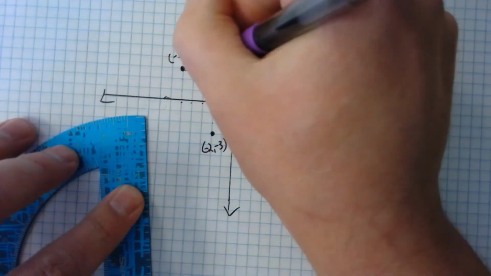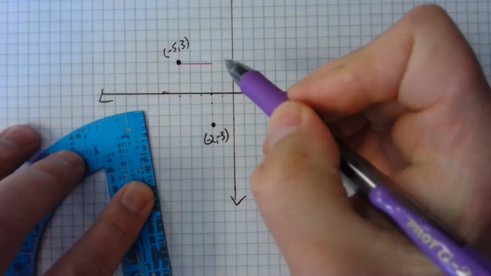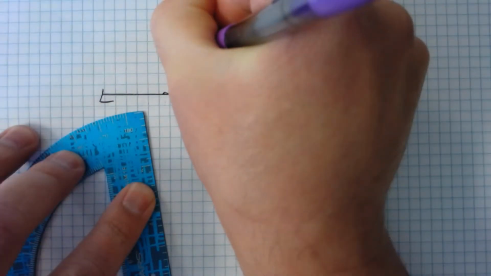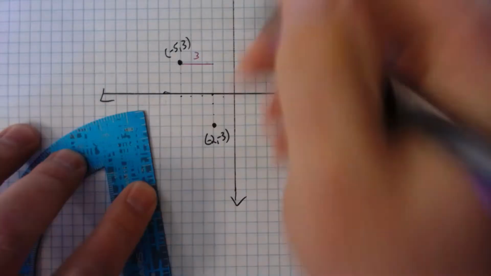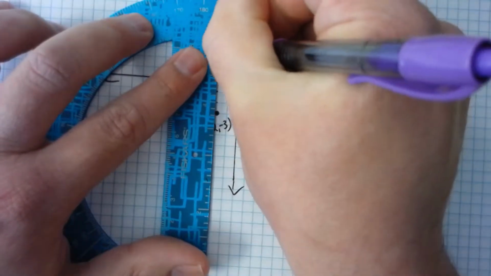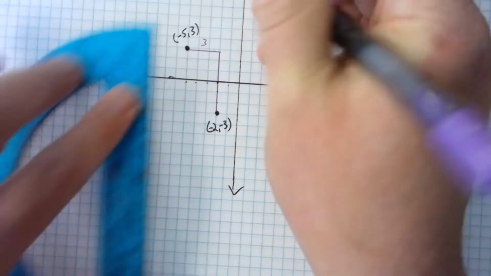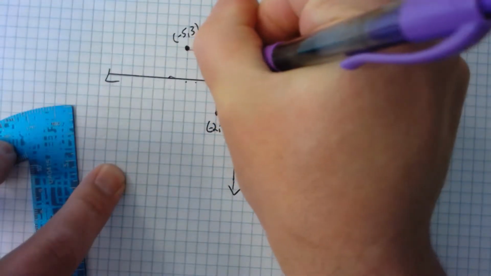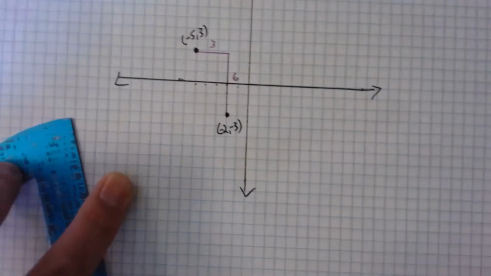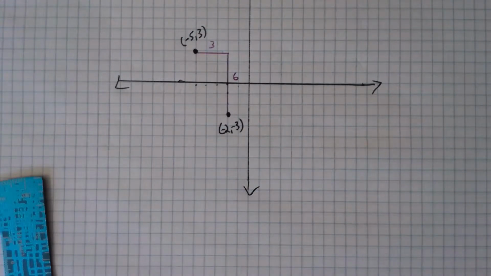All right, so they're 3 units apart. Now, how far apart are they on the y-axis? 6. So they are 6 units apart. Now, look what I'm getting ready to draw here, y'all.